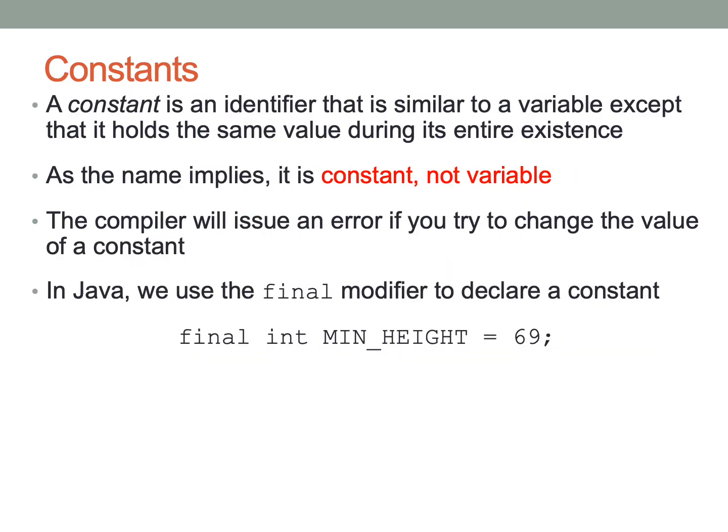A constant is an identifier that is similar to a variable, except that it holds the same value during its entire existence. As the name implies, it is constant, not variable. The compiler will issue an error if you try to change the value of a constant. In Java, we use the final modifier to declare a constant. For example, final int MIN_HEIGHT equals 69. You cannot change the value of a constant at any point in your code. That's why we wrote final in front of it, meaning that that's the final value.